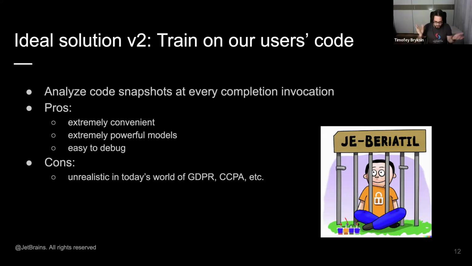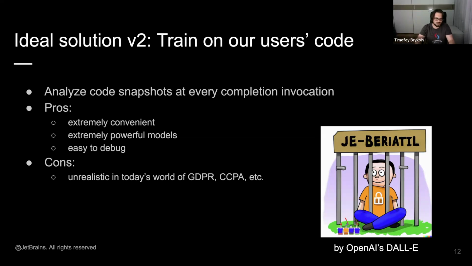Yeah, having all this code in our hands, we can use all kinds of LLMs and other powerful models that we can employ. But, you know, this image is generated by DALL-E, and the prompt was "JetBrains developer in jail." So yeah, I guess this is how it sees us, because just taking data from users without their consent is not realistic. We'll get sued like this.